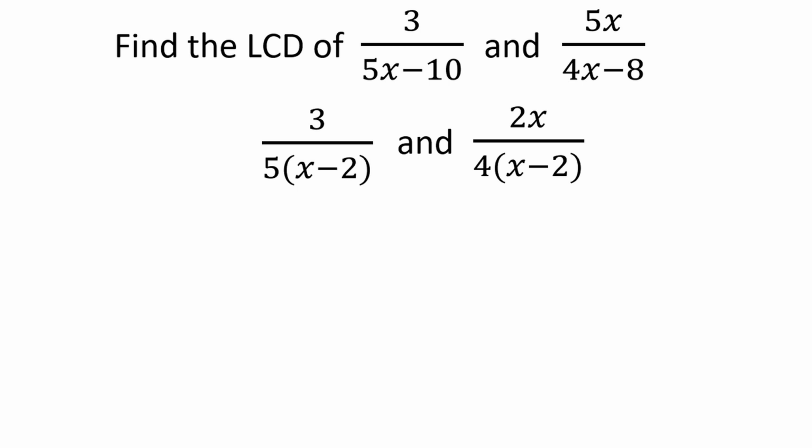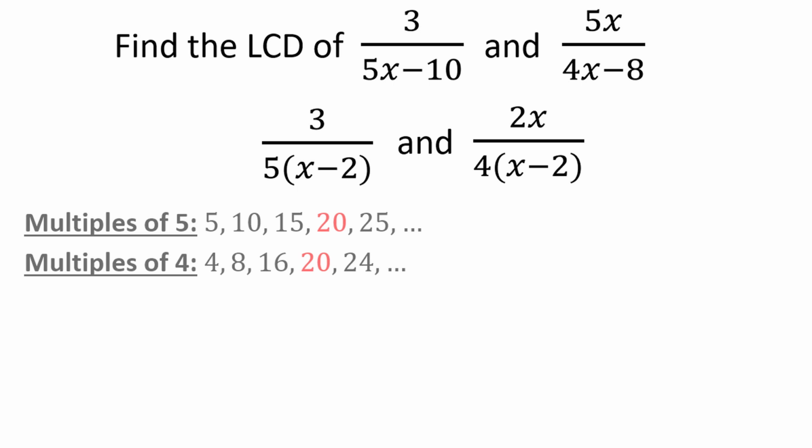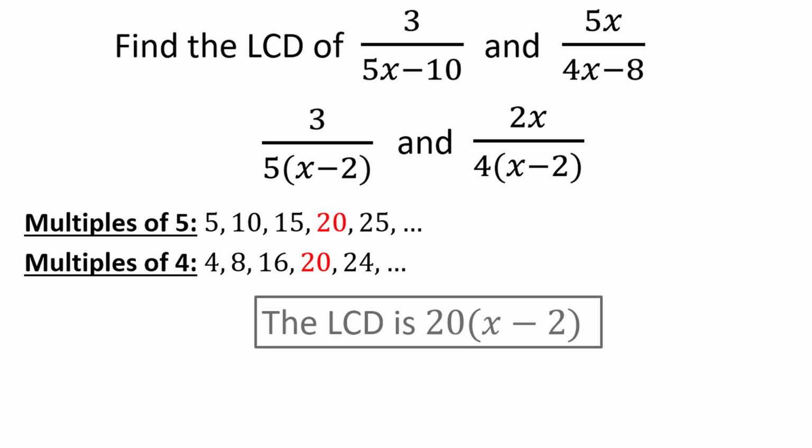But we need to find a constant that is the least common multiple of 5 and 4. Here are the multiples of 5 and 4. We notice the smallest value in common to both lists is 20. So that means that our least common denominator must be 20 times what we already had in common between the two expressions, x minus 2.